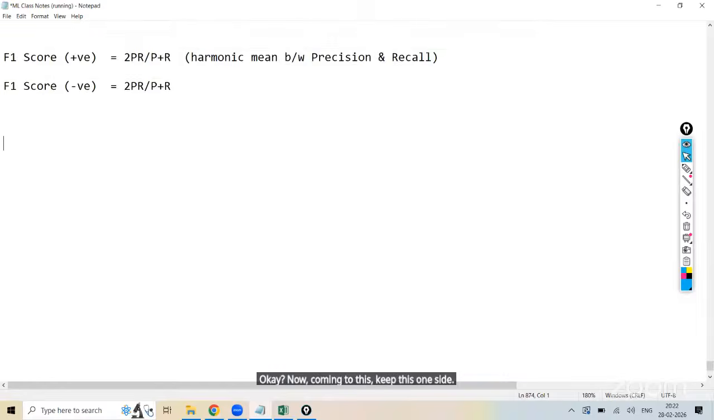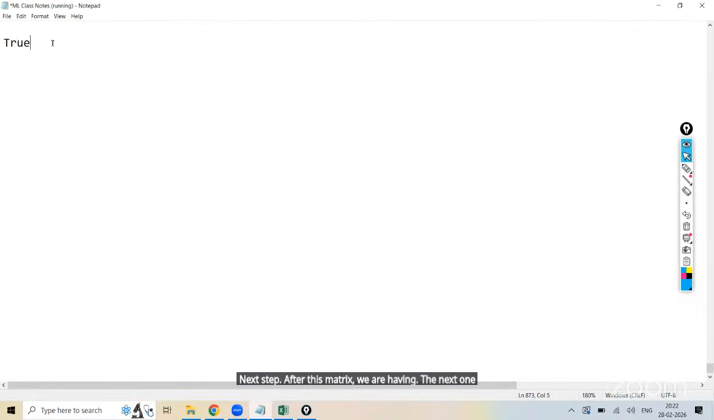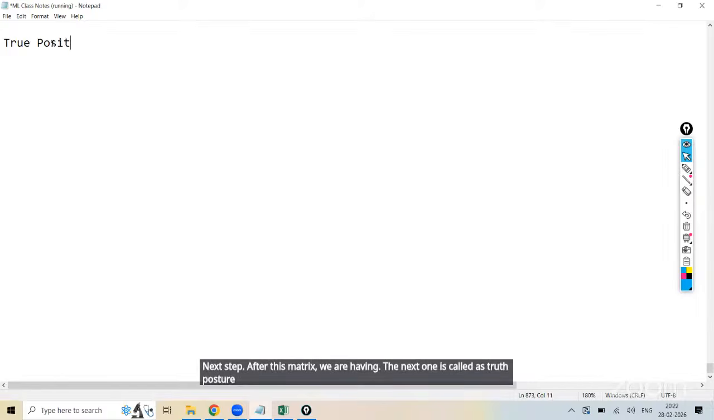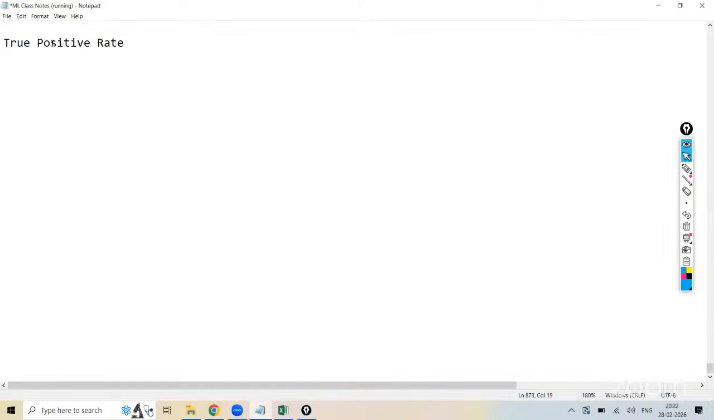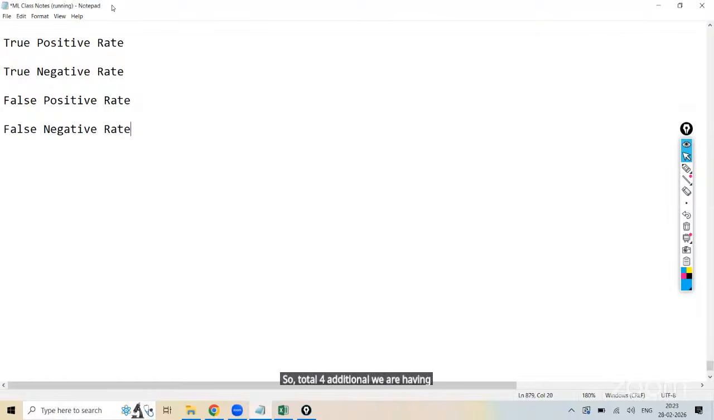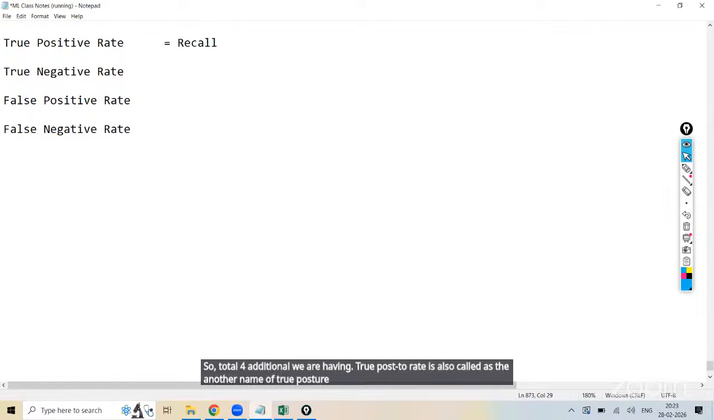Next, after this matrix, we have true positive rate, true negative rate, false positive rate, and false negative rate. So in total, 4 additional ones. True positive rate is also called recall of positive.